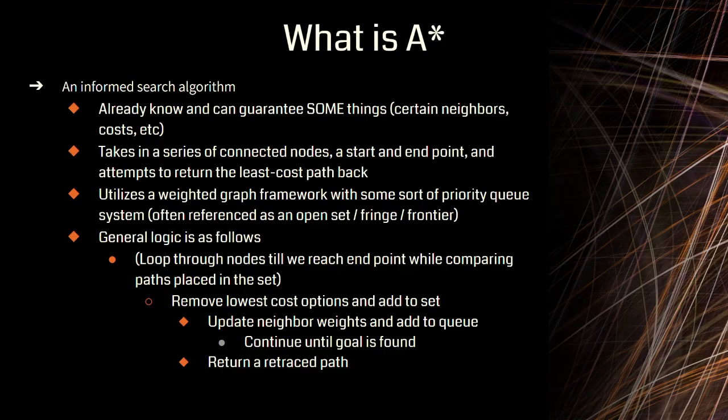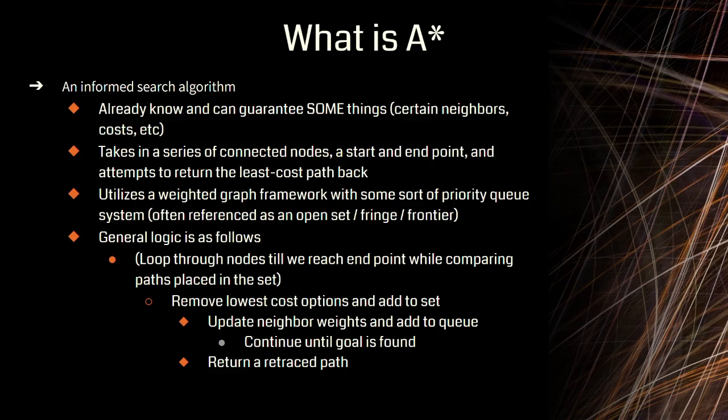A-star is an informed search algorithm, so we already know certain things and can guarantee some certain things in a grid. We can guarantee certain neighbors or costs and things like that. We then take in a series of connected nodes, which is that grid, and we take in a start and an endpoint, and we attempt to return the least cost path back if we can find one. We utilize a weighted graph framework for that, and you utilize some sort of priority queue system, often referred to as an open set, fringe, or frontier.